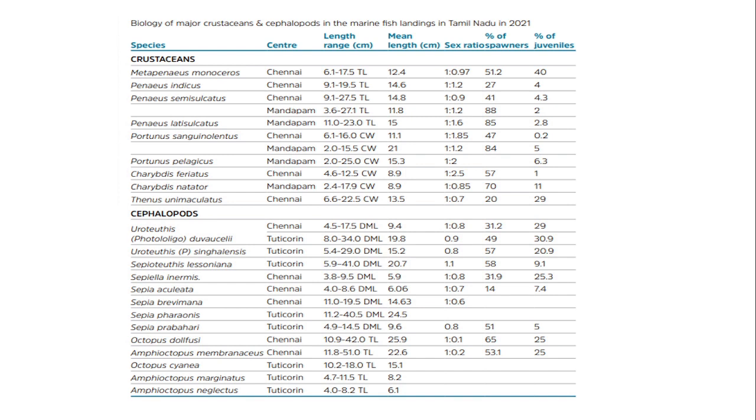These are the cephalopod species landed in the year 2021. The first one is Uroteuthis (Photololigo) duvaucelii. The second one is Uroteuthis (Photololigo) singhalensis. Then Sepiella inermis, Sepia pharaonis, Sepia aculeata, Sepia brevimana, Sepia prashadi, and Octopus dollfusi, Amphioctopus membranaceus, Octopus cyanea, Amphioctopus marginatus, and Amphioctopus neglectus. These are the different cephalopod species landed in different coastal areas of Tamil Nadu, especially Chennai, Thoothukudi, etc.